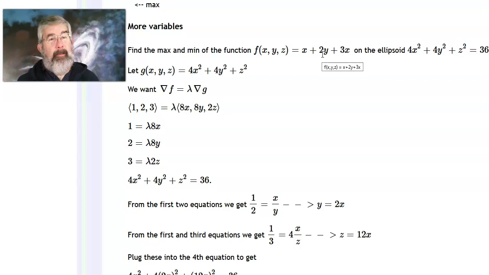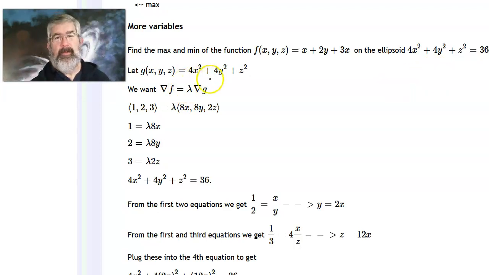Right? And it'll happen when the plane, which is the level surface of the function f, just grazes, it's just tangent to this surface here, this ellipsoid. So what I do is I think of the left-hand side of this equation as a function of three variables. And let's call it G. Then this surface is just one level surface of that function. It's the surface of level 36.